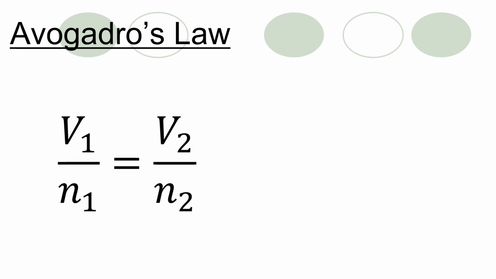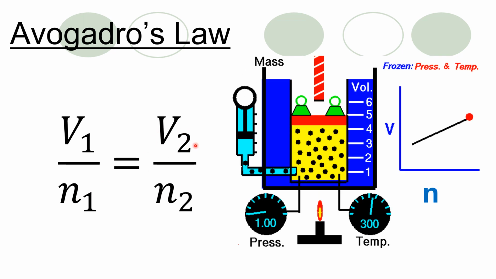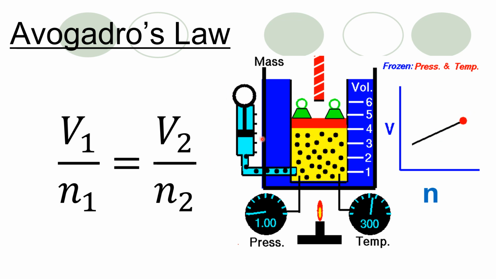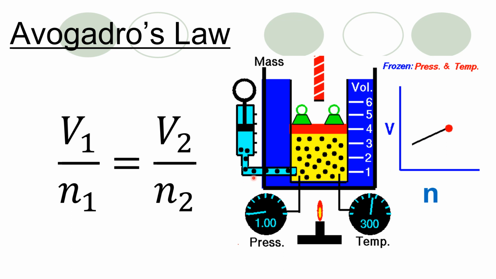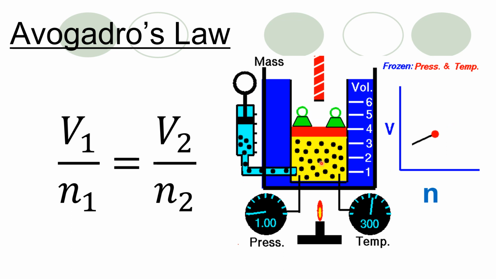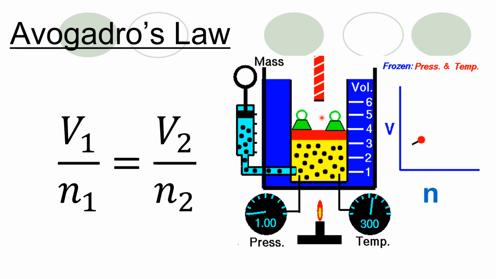Next, we have Avogadro's law. Avogadro's law relates the volume to the number of moles, and this is our common sense law that says that the more stuff we have, the bigger it is, the more space it takes up. And if we look here, we can see we've got this plunger going, like a bicycle pump, and it's pumping more stuff into the container, and so the volume of the container is going up.